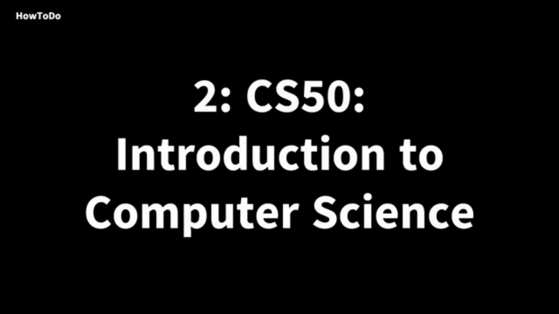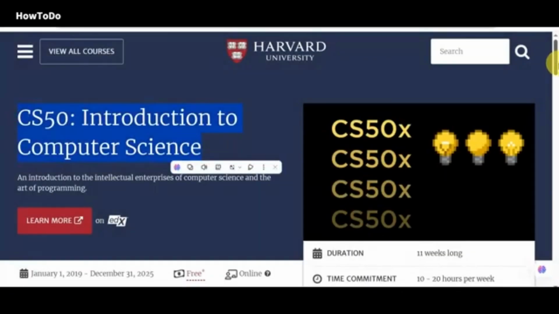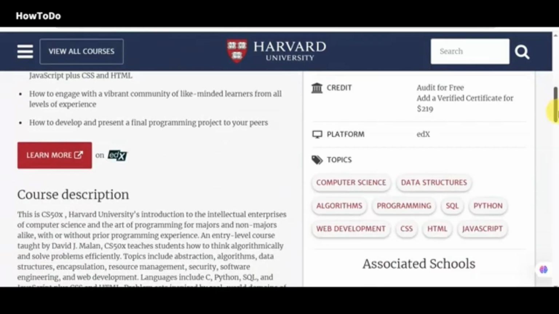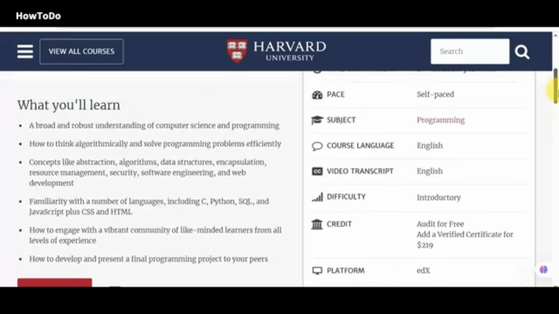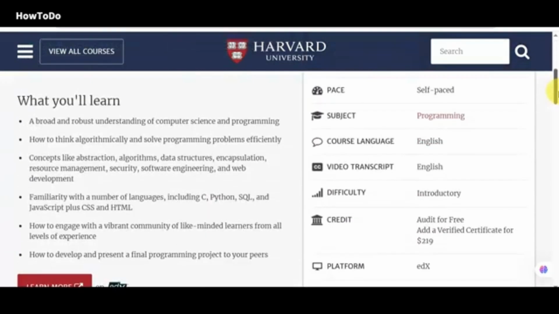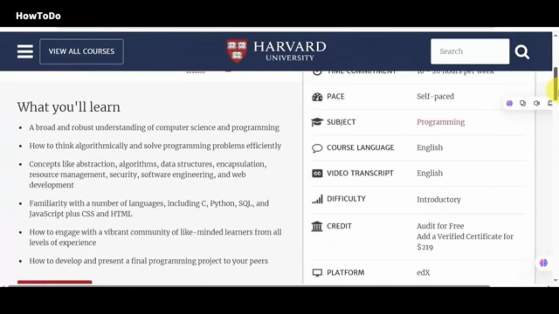2. CS50, Introduction to Computer Science. This is CS50x, Harvard University's introduction to the intellectual enterprises of computer science and the art of programming for majors and non-majors alike, with or without prior programming experience.